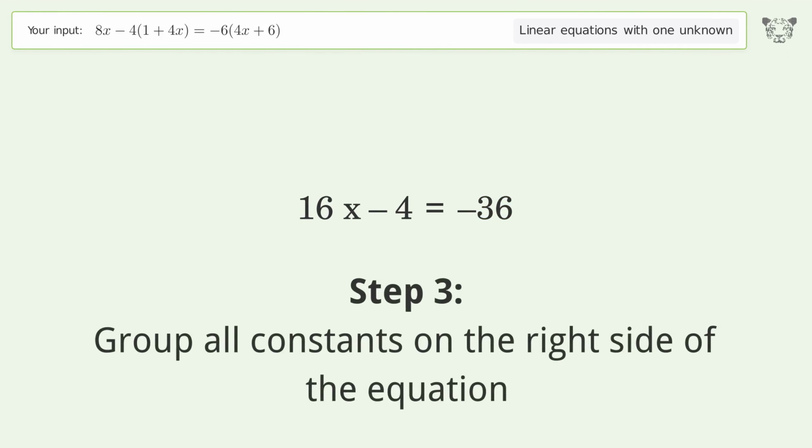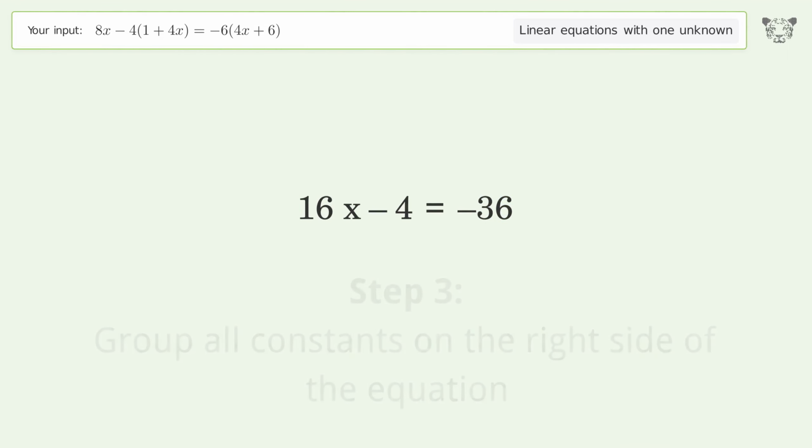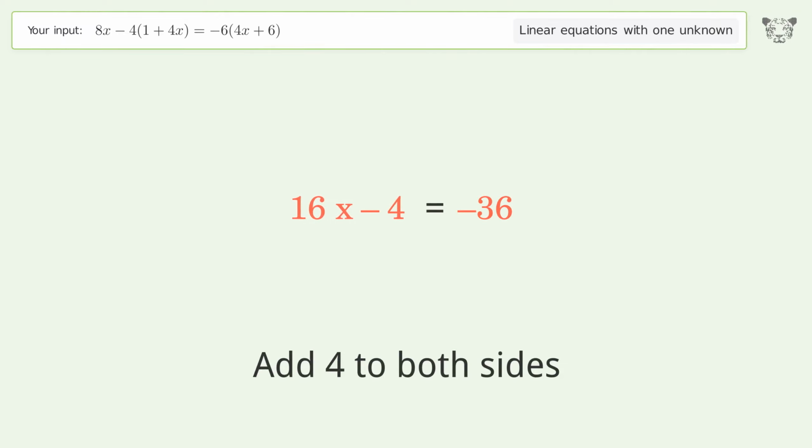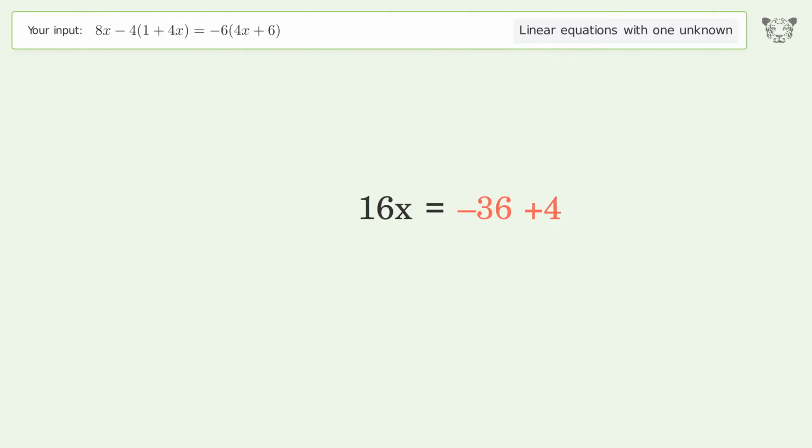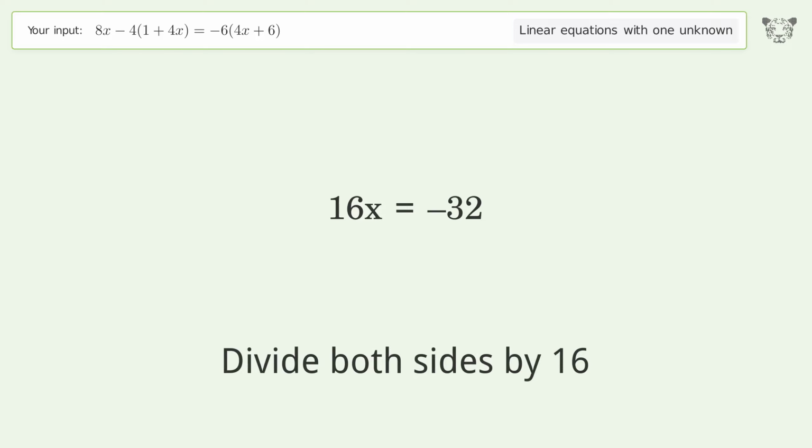Group all constants on the right side of the equation. Add 4 to both sides. Simplify the arithmetic. Isolate the x. Divide both sides by 16.